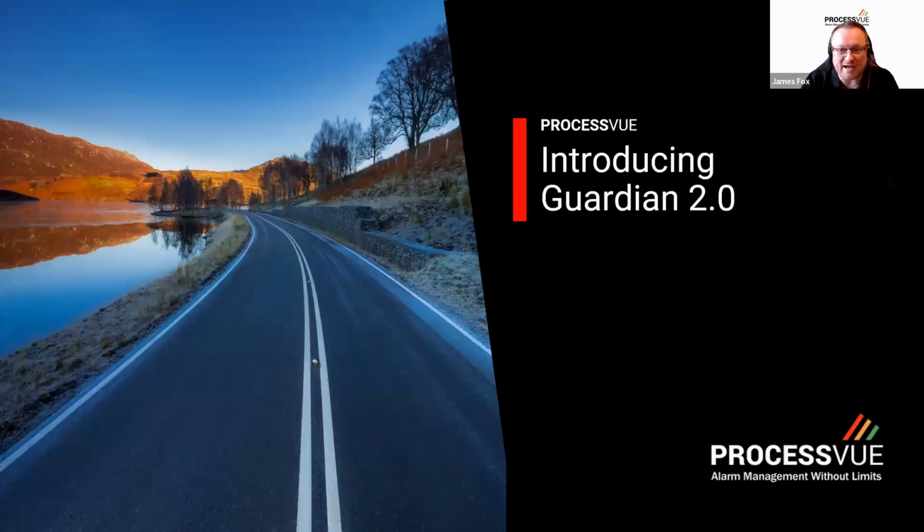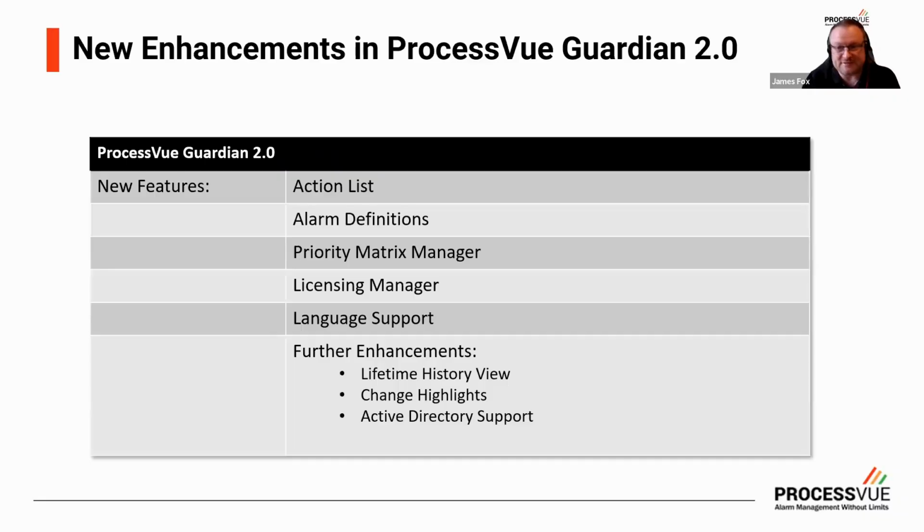So moving on, I'm really excited to be able to introduce you today to some of the enhancements that we are bringing along with the release of Guardian 2.0. So to give us a quick summary of what the upgrade entails, we've got a new action list that we're bringing to Guardian. We've got alarm template definitions. We have a new priority matrix manager. We have a new licensing manager. We're introducing language support, and we've also been able to squeeze in some additional enhancements to the software. So I'm going to walk us through these new enhancements.